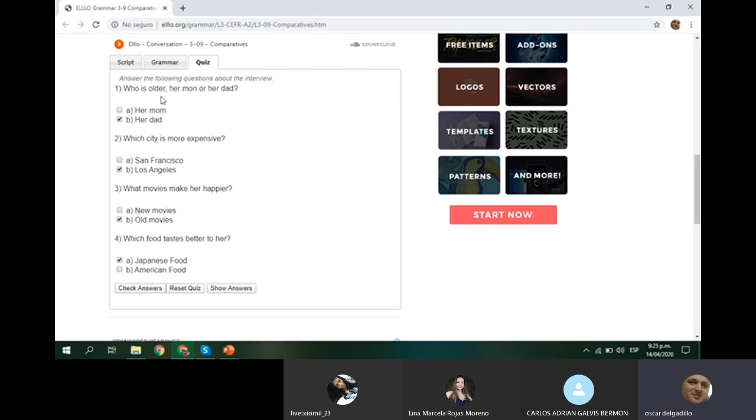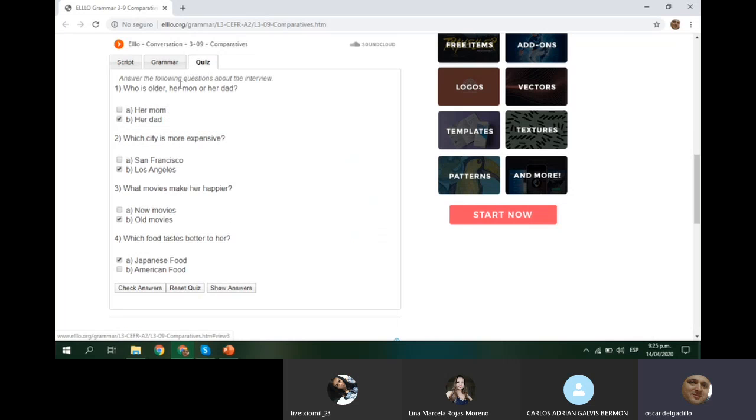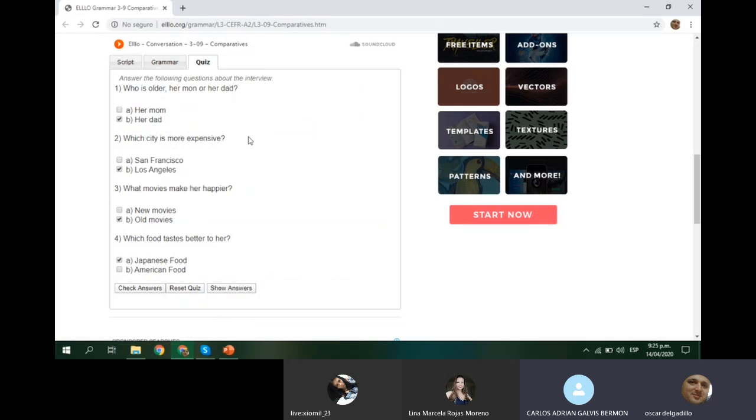Let me see. Who is older, her mom or her dad? My mother and father are very different. My mom is older than my dad. Okay. Carlos, can you read this sentence? Yes, my mom is older than my dad. Okay. Her mom is older. Yes.